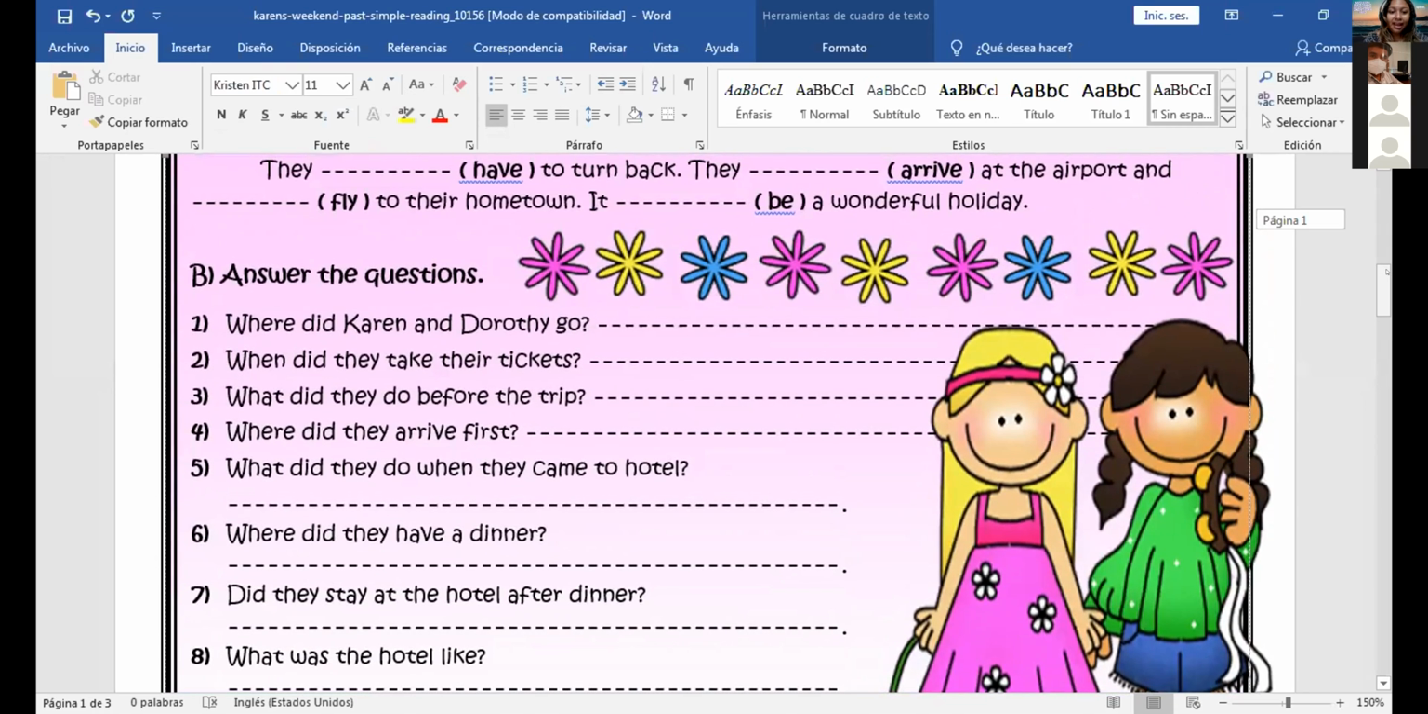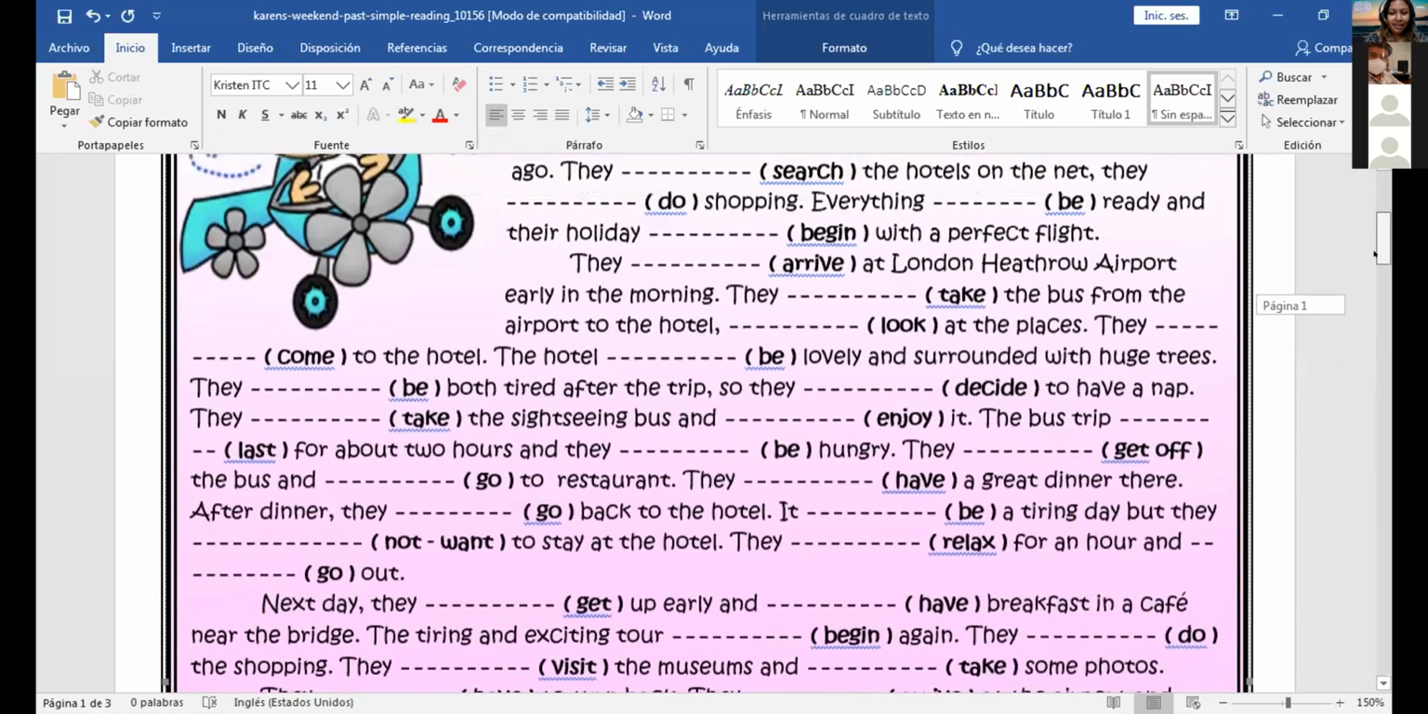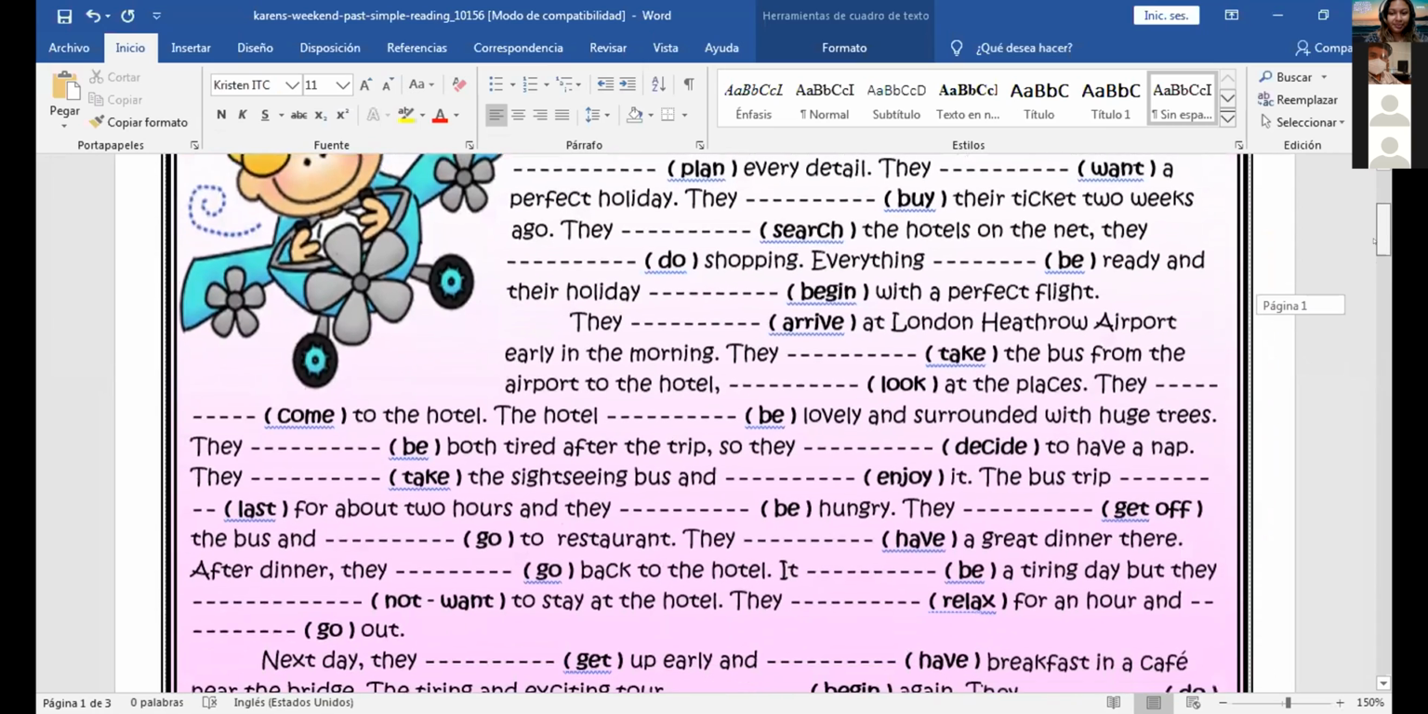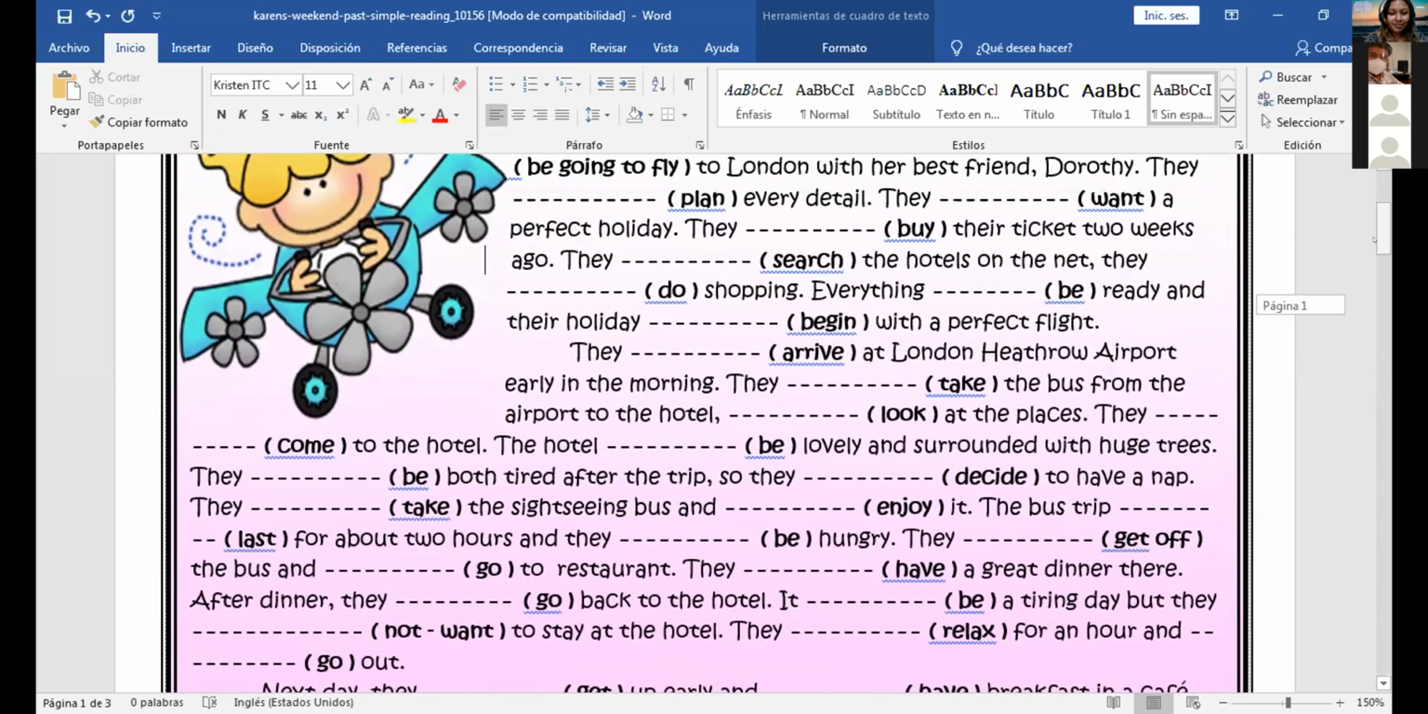When did they take their ticket? When did they take their ticket? 2 weeks ago. Very good. They bought their ticket 2 weeks ago.